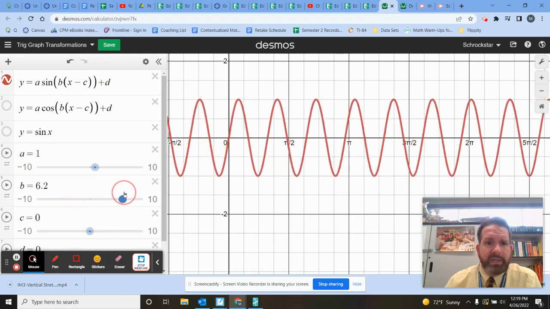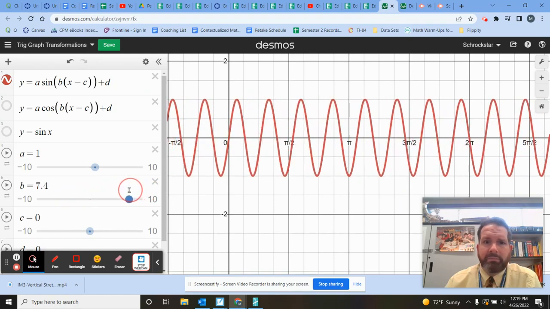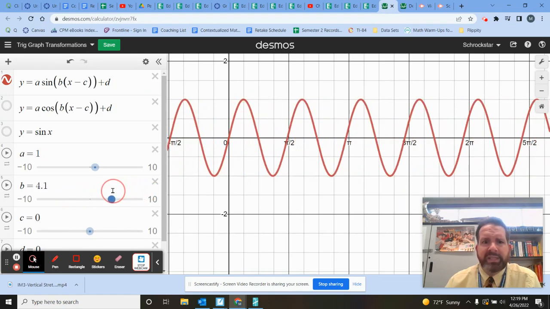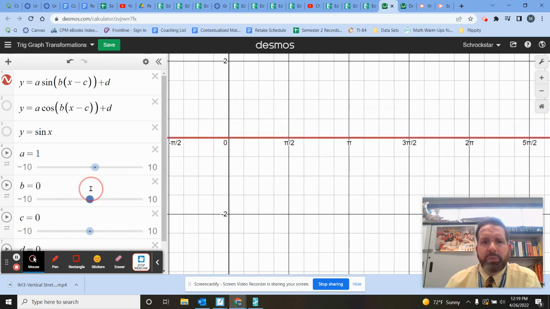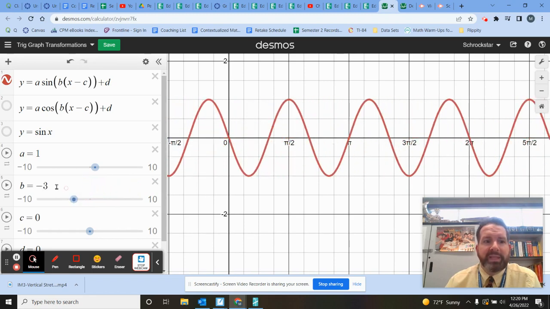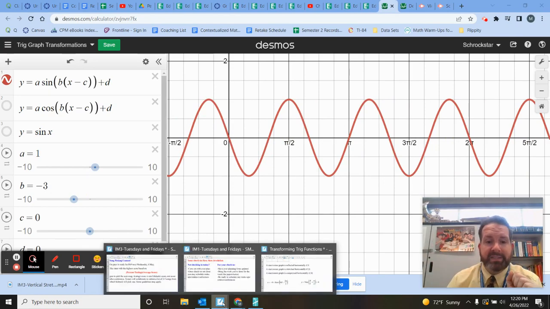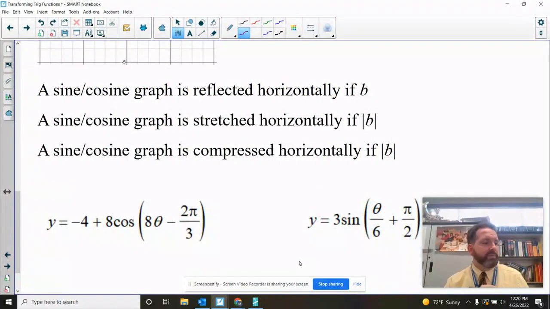So I notice that as b gets bigger here, it's compressed, but nothing is flipped. It's when you flip things down into b being negative that gives you that horizontal reflection across the y-axis. So once again, reflection happens when your parameter, the b value, is negative.